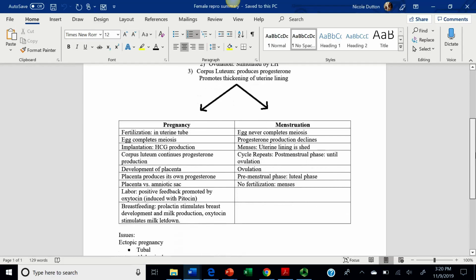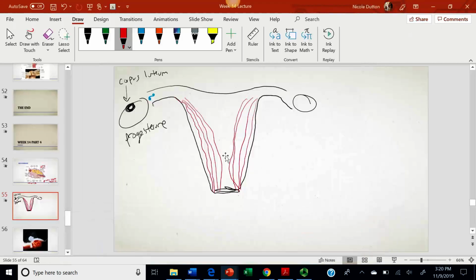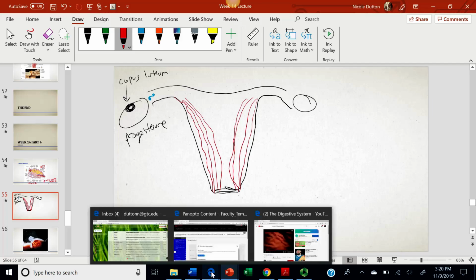So there's two things that can happen after the fact. One can either get pregnant or not get pregnant. Let's go through the not getting pregnant first because it's a lot faster. The egg never completes meiosis. Progesterone production eventually declines, and when progesterone production declines, there's nothing telling this uterine lining to stay in place anymore, so that uterine lining is eventually shed. The egg is going to pass out of the body, unfertilized and unimplanted, and you're going to have menses happen, or menstruation.